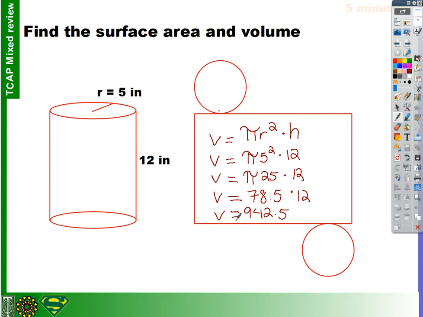All right, so now we have the volume of our cube, or of our cylinder, I'm sorry. So, is there someone who's brave enough to show us how to find the surface area of our cylinder?